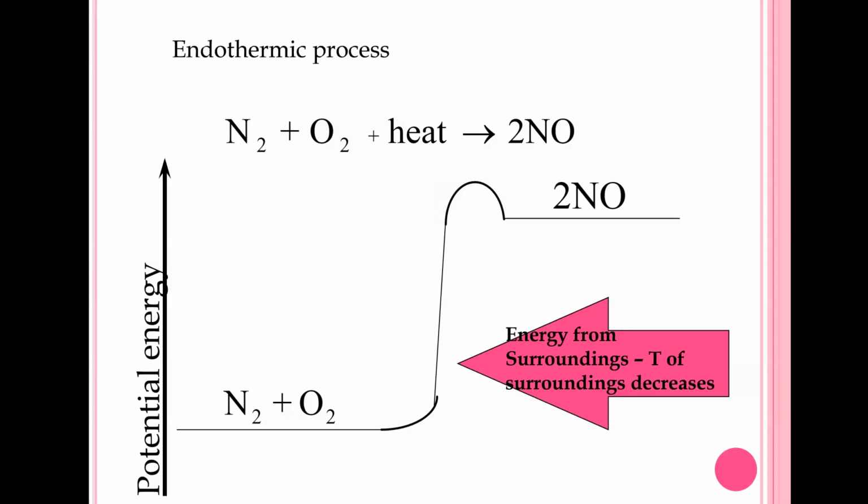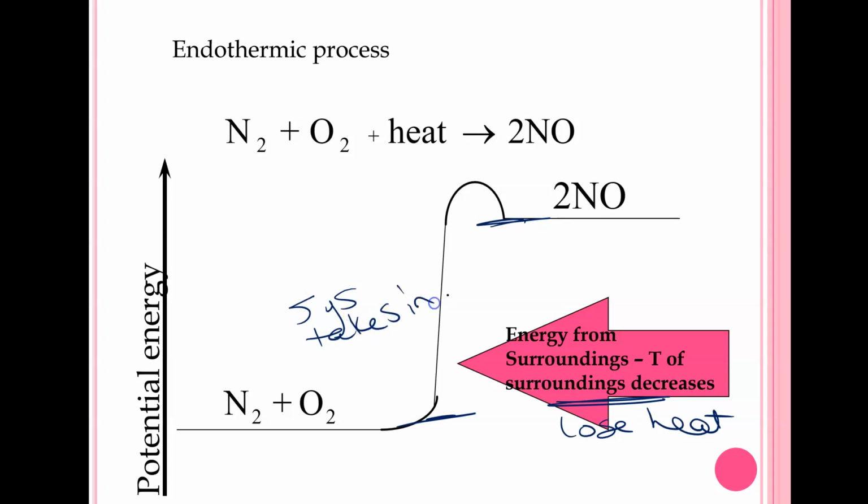Another example, nitrogen and oxygen. It's very hard to break nitrogen's triple bond. So in order for this reaction to happen, it has to take in energy from the surroundings in order to make the reaction go from here to here. So the surroundings, where we measure it, lose heat. The surroundings loses heat, but the process, the system, takes in the heat. Okay, and that's a really hard thing for people to recognize.